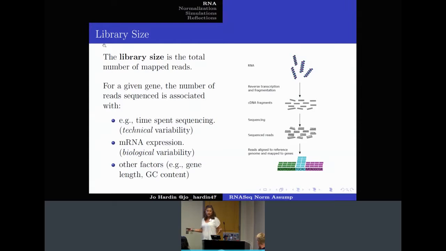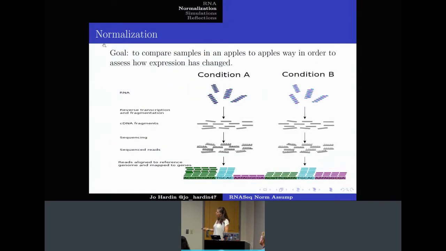There's the gene length, right? The longer the gene, the more reads are going to just naturally fall in that gene. The amount of GC content also determines the number of reads that we get. Library size is the total number of counts you get at the end. And the goal is, again, to compare in an apples-to-apples way the number of reads per gene to see if the expression has changed, but keeping in mind the library size, keeping in mind what happened on that previous slide with the different aspects of variability.